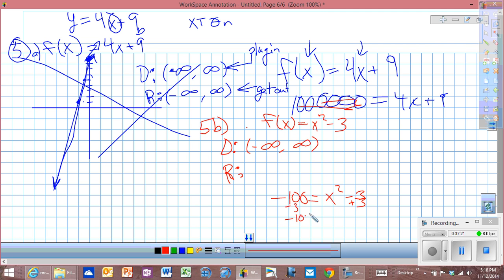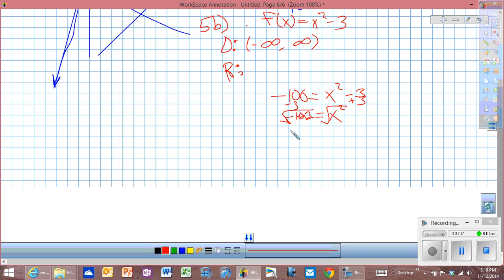Okay, so negative 103. Can I take the square root? Because that's how I'd have to undo the x squared. I'd have to take the square root. Can I take the square root of negative 103? Forget the fact that I don't know what the square root of 103 is. Can I take the square root of a negative number? Because when I'm talking about square roots, I'm talking about what two numbers times itself equals negative 103. Okay, what do we know? That's really what I'm asking right here. What two numbers do I have to multiply by?